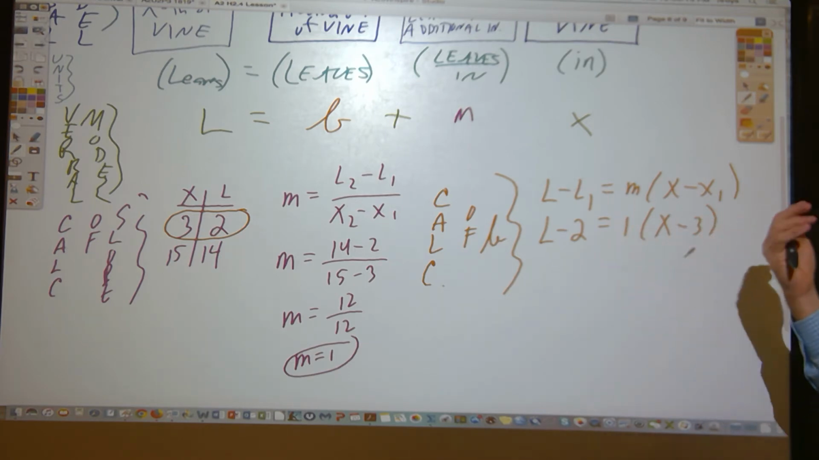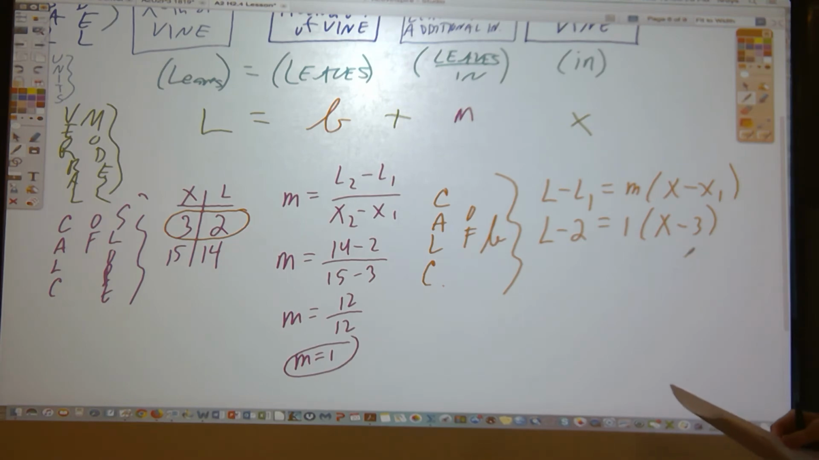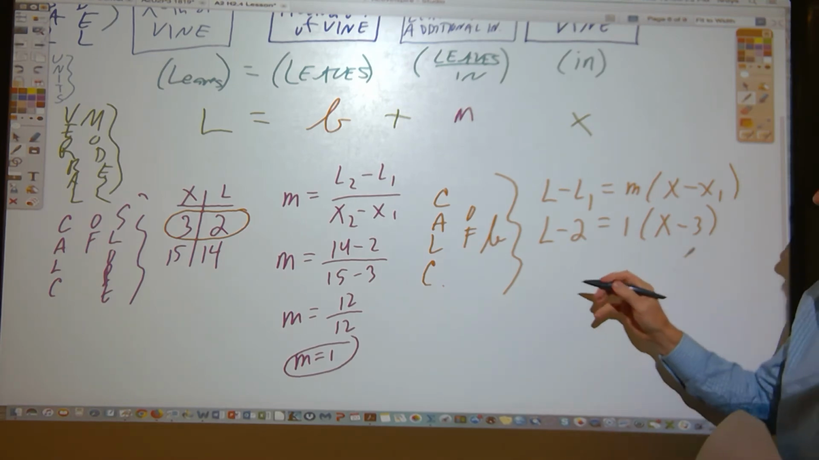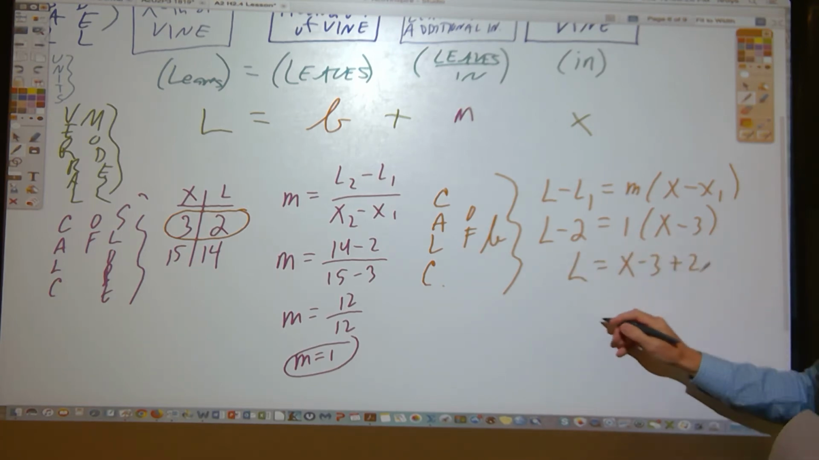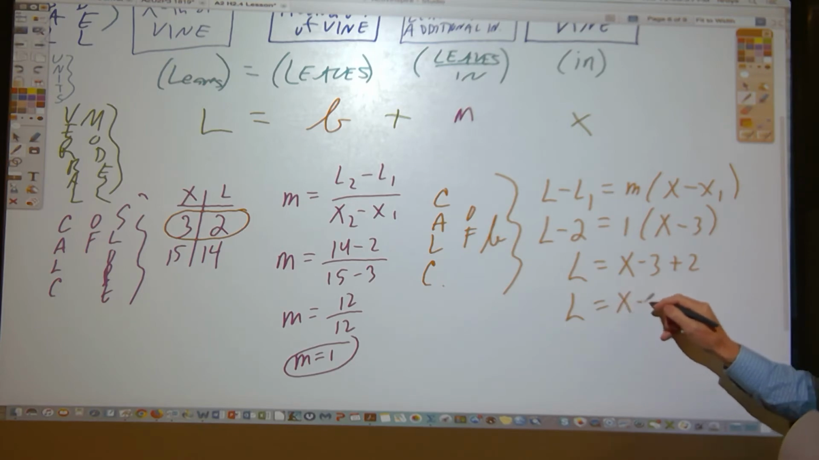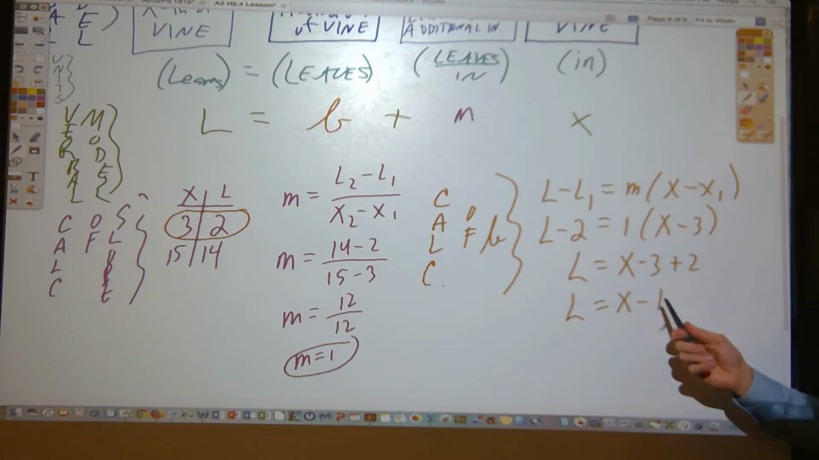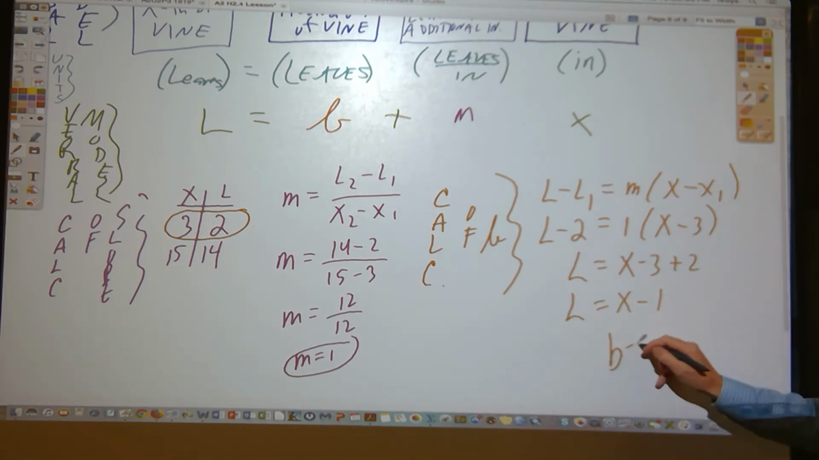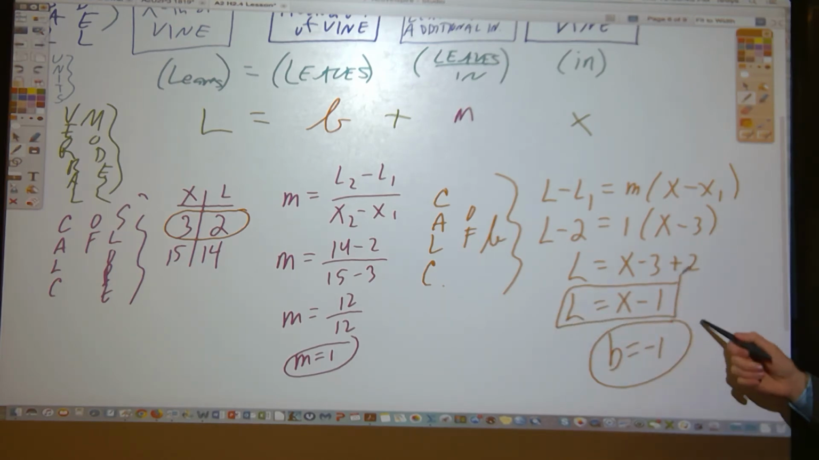And I'm just going to put this into a form in which I can see what the intercept is. I'm going to add 2 to both sides to get L equals X minus 3 plus 2. So L equals X minus 1. There it is. Y equals MX plus B. I just discovered that B is -1. So in my quest to calculate the value of B, I used point slope form and compared the equation that showed up to Y equals MX plus B form.